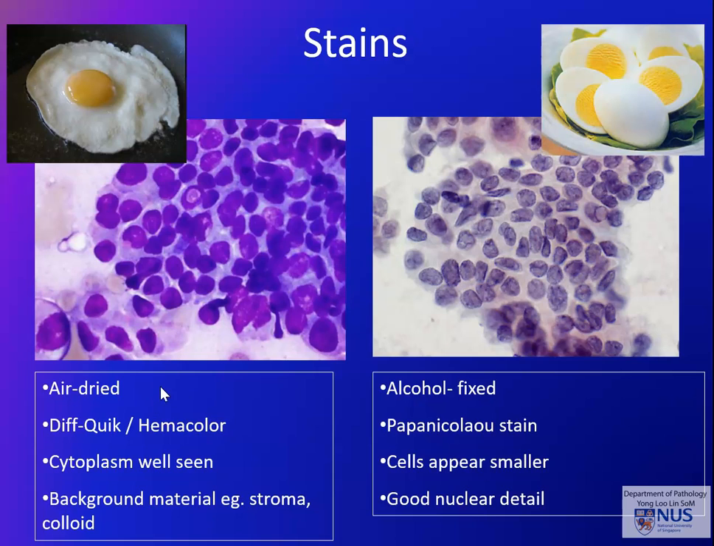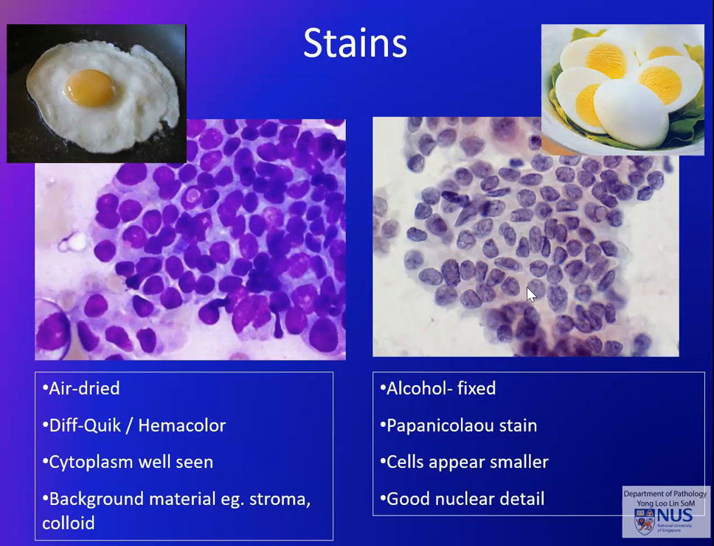This is an air-dried smear in the Hemacolor or Romanowsky type stains. This is very good for cytoplasm and is also good for stroma, mucin, and background material like colloid. However, when the cells are dried in air, they will swell up. So we can think of this as a fried egg.